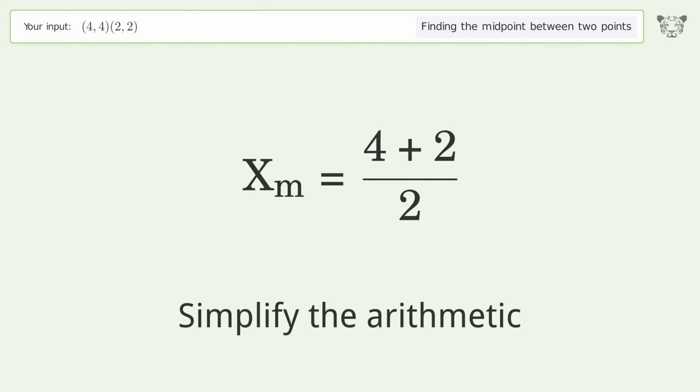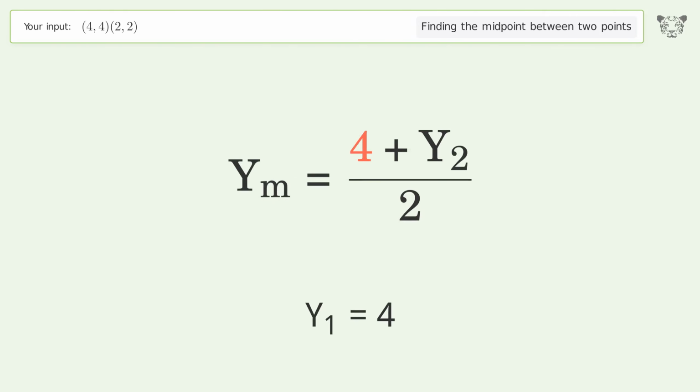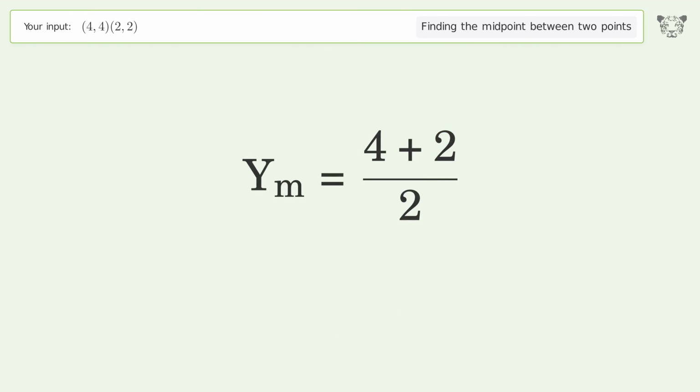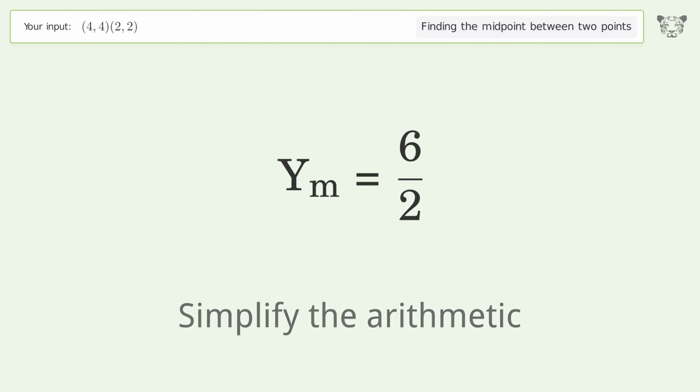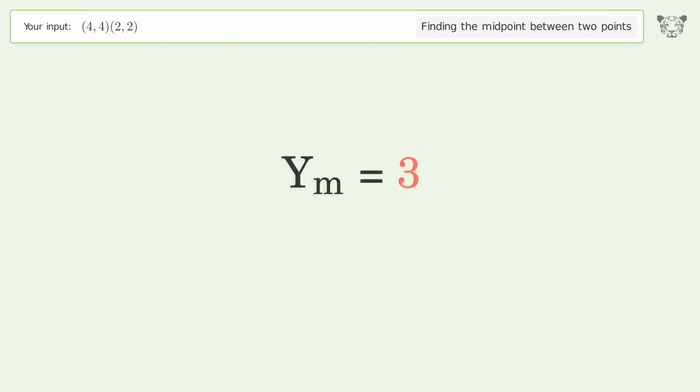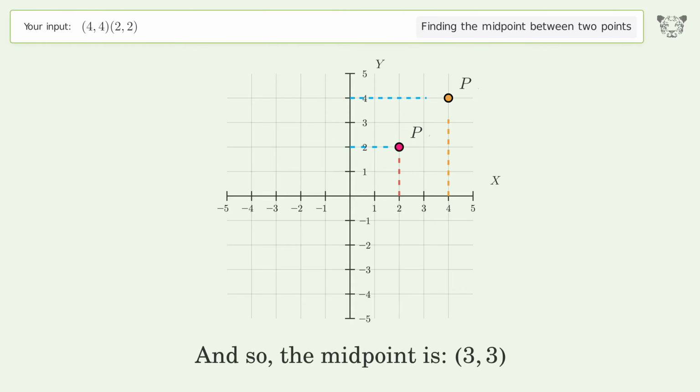Use the y values in the midpoint formula to find the midpoint's y. y1 equals 4. y2 equals 2. Simplify the arithmetic. And so, the midpoint is 3, 3.